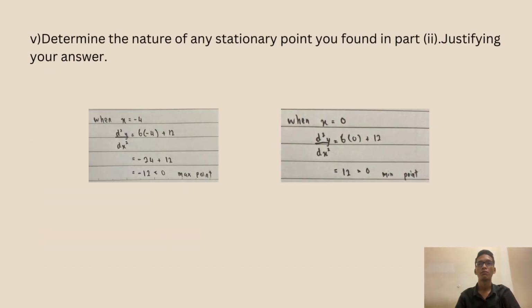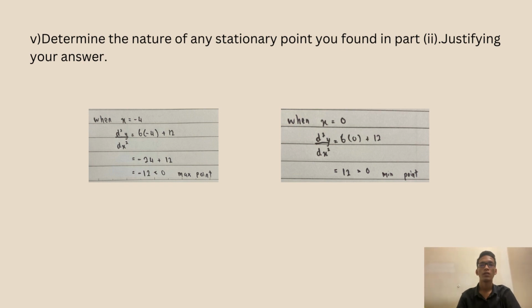The question 5 is, determine the nature of any stationary point you found in part 2 Roman, justifying your answer. When x is minus 4, we replace the value of x in the equation. There will be d squared y over dx squared equals 6 in bracket minus 4 plus 12, and it will be negative 24 plus 12, and that will be negative 12, that is lower than 0, then that is a minimum point.